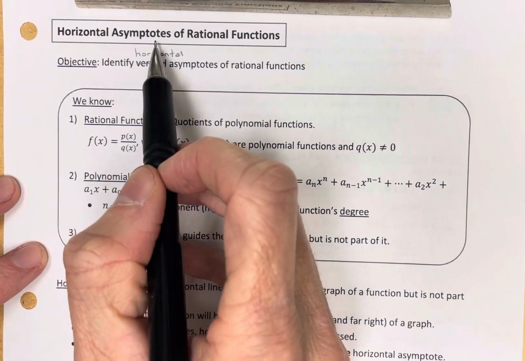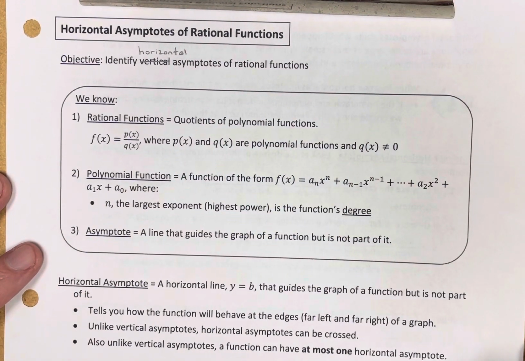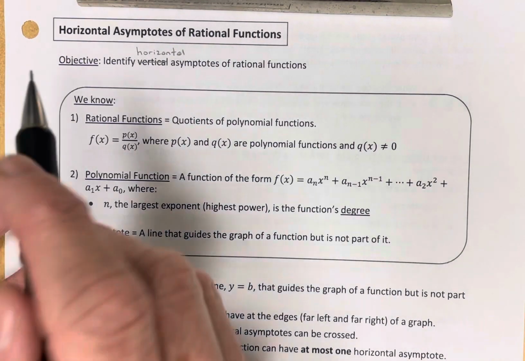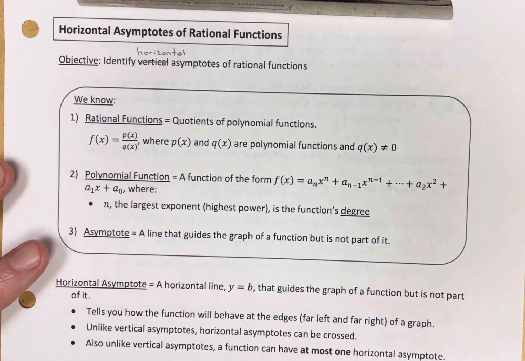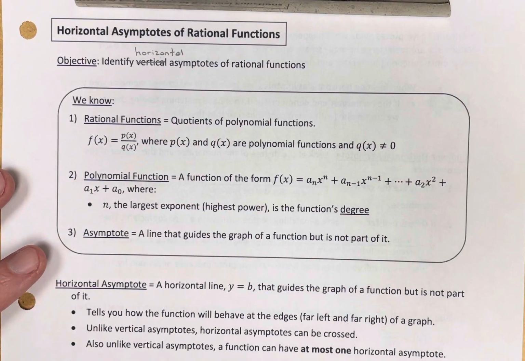Horizontal asymptotes of rational functions. So we recently looked at vertical asymptotes and holes of rational functions. Now we're going to identify horizontal asymptotes of rational functions, like vertical asymptotes, if they exist.